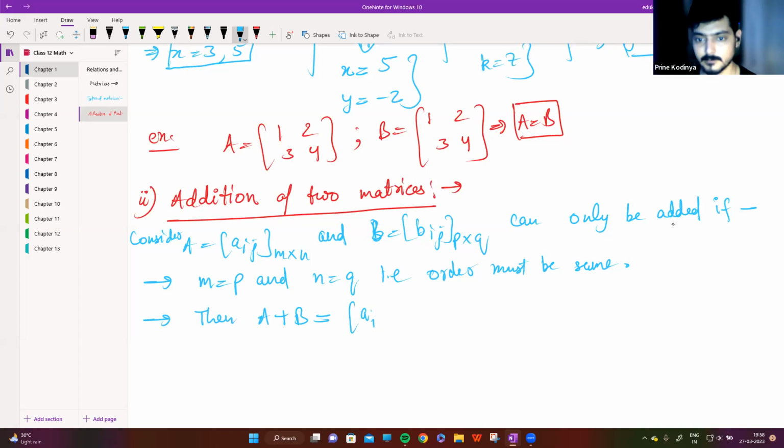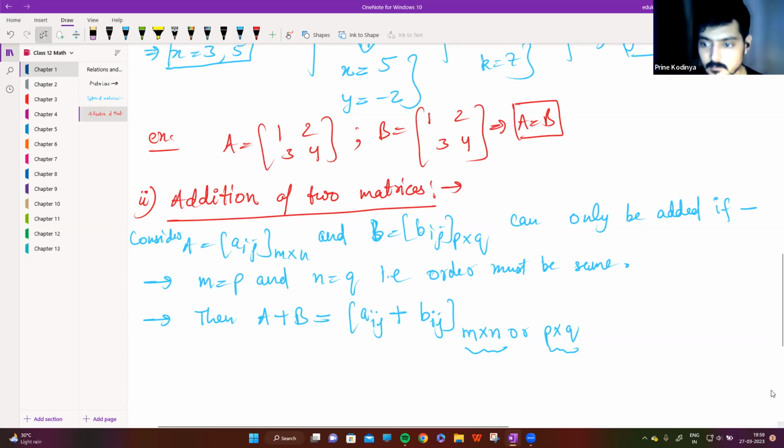How to add will be simple, just add corresponding elements with corresponding elements. Both of these are equal, so whether you say m cross n or p cross q, because n is equal to p and m is equal to q, just directly add them.